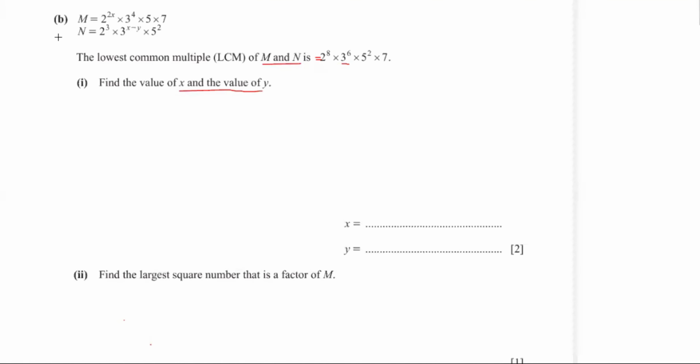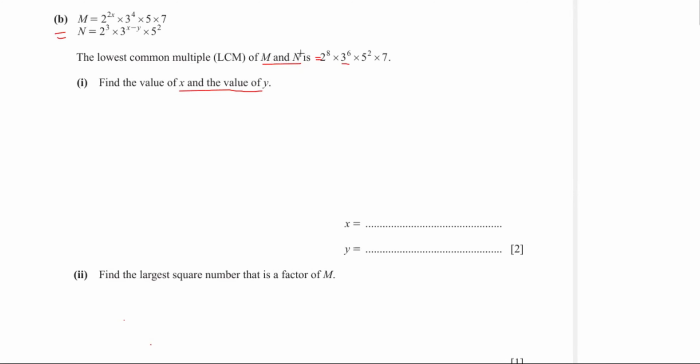Part B, the LCM of m and n is 2 power 8 into 3 power 6 into 5 power 2 into 7. Find the value of x and y. You see here the LCM of m and n is this. When we take the LCM of any numbers, we take the common and uncommon prime factors. Now you see here 2, 3, 5 and 7 are the prime factors of m and n. We take the highest power of all these prime factors.